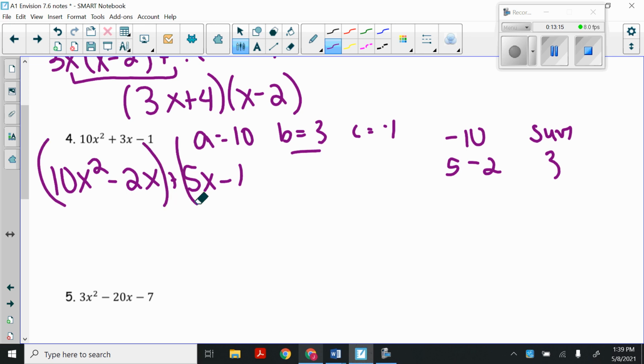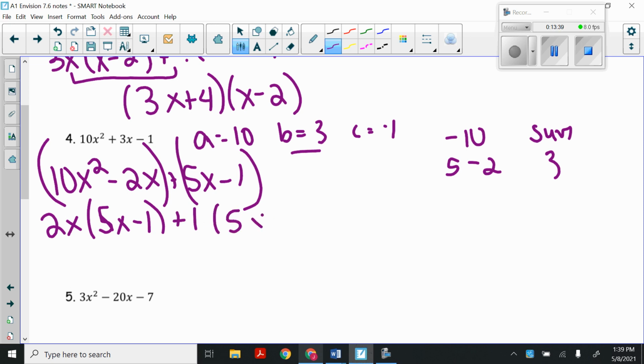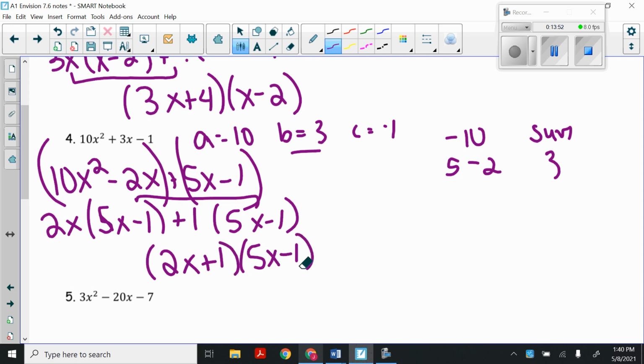Group them together. 10x squared minus 2x, I can pull a 2x out, and I'm left with 5x minus 1. 5x minus 1. The only thing that they have in common is a 1. You can go ahead and pull out a 1 when you're factoring by grouping. So I'm going to pull out that 1, and I'm still left with 5x minus 1, which is exactly what I need, because it's exactly what was in this first set of parentheses. Combine my GCFs, what I took out, 2x plus 1, and 5x minus 1. That is my answer.